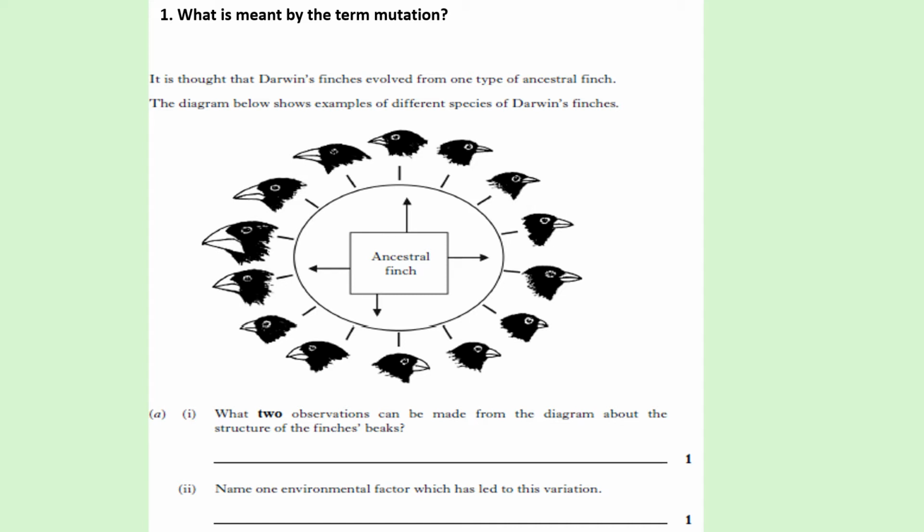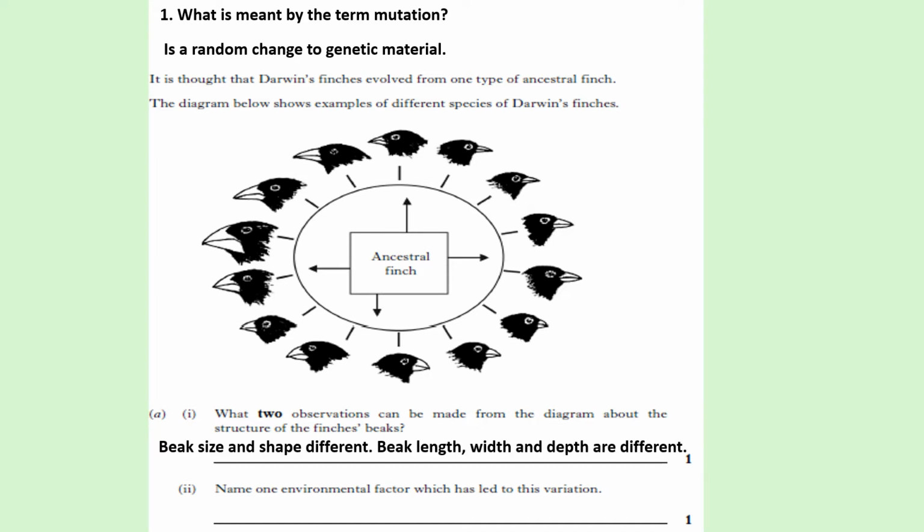So the answers are that a mutation is a random change to the genetic material. The two observations that could have been made about the beaks would be that the beak size and the beak shape are different. The beak length, the beak width, and the beak depth are different. So any two of these for 1 point. And then name one environmental factor which has led to this variation. So this could be competition for food or availability of food. So well done if you managed to get that correct.